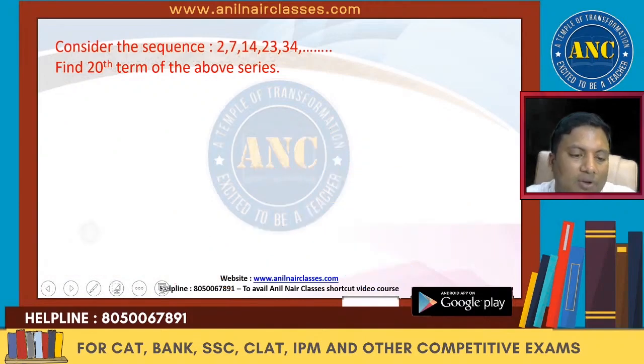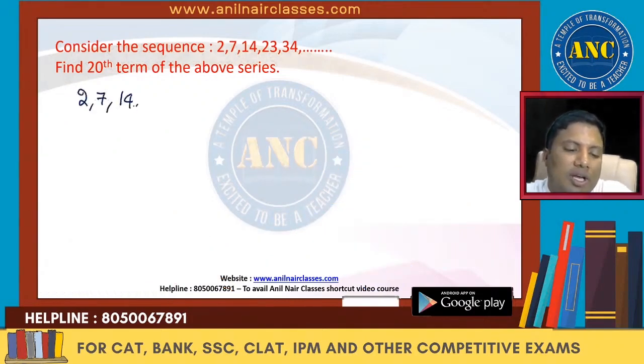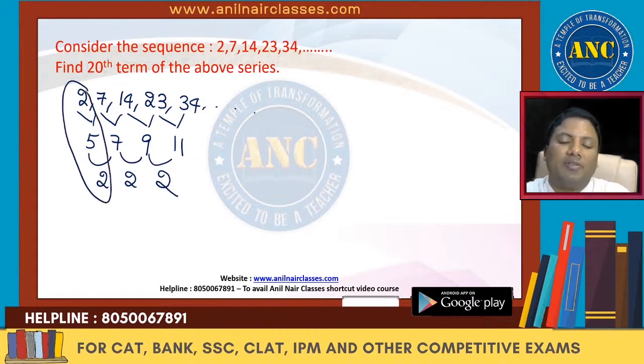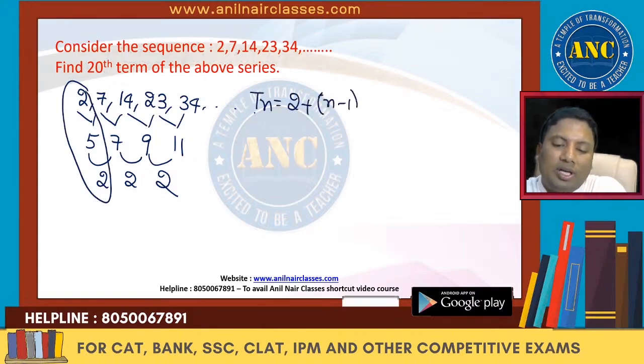Now, let us solve this question. It is nothing but 2, 7, 14, 23 and 34. Easy question it is. The differences are 5, 7, 9 and 11. And these are nothing but 2, 2 and 2. Only focus on the difference between the terms. So Tn is a plus, next one, (n minus 1) into d, that is (n minus 1) C1 into 5.